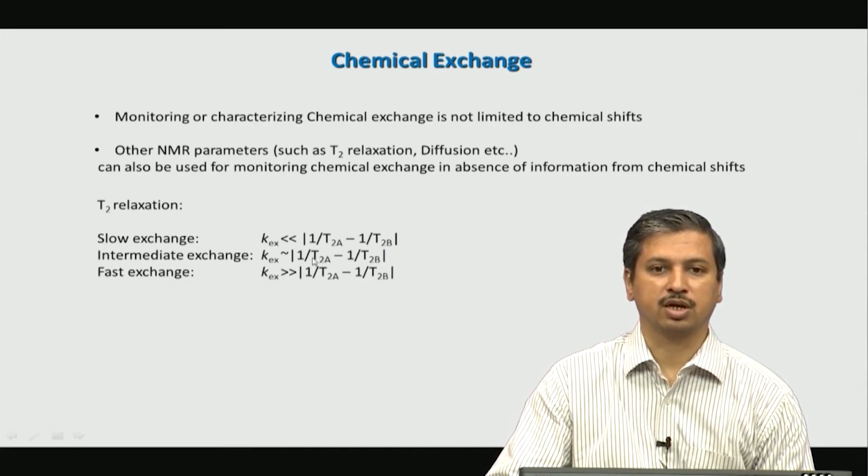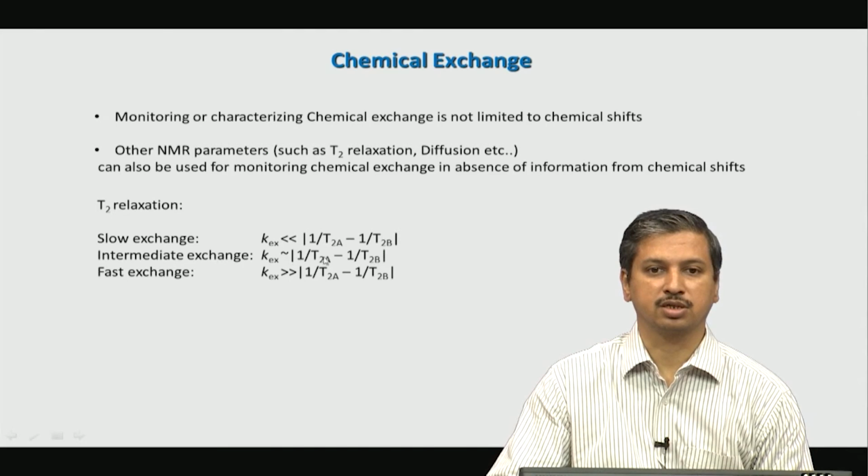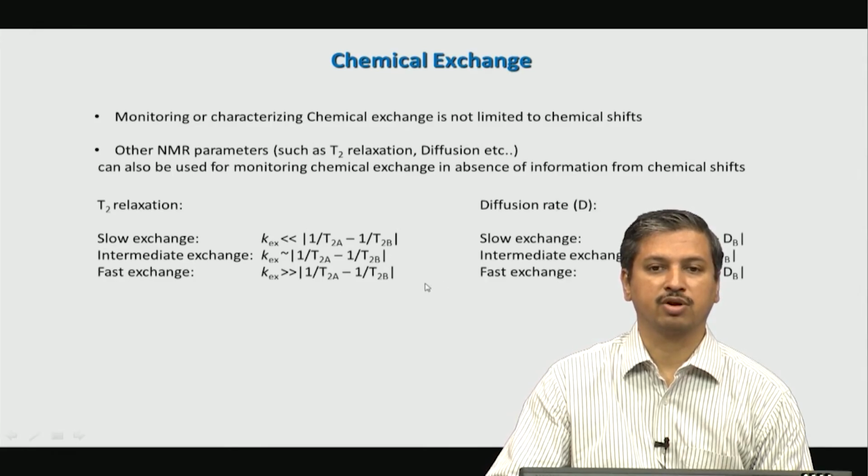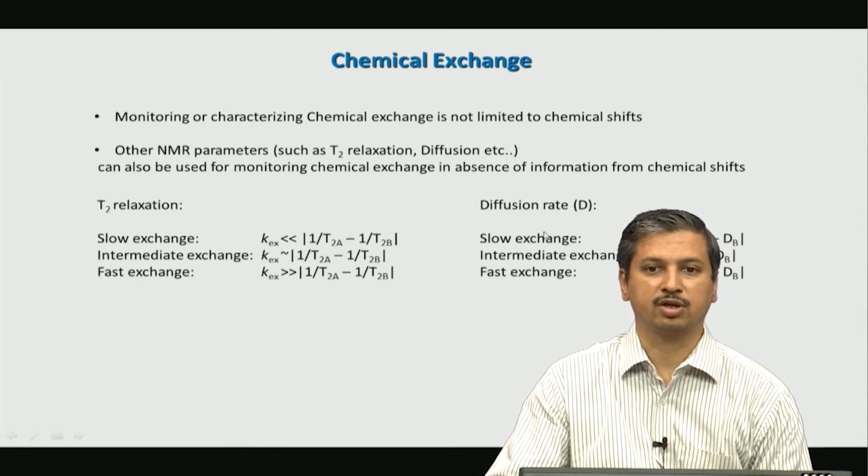And as we saw in the chemical shift case, we say that this is intermediate exchange if the exchange rate falls in almost the same range as the difference in the relaxation rates. And we can say that it is a very fast exchange if the exchange rate is much higher than the difference in the relaxation rate. So, we can see here that based on these relaxation properties, we can characterize whether an exchange is fast or slow. Similarly, we can do it if we have the diffusion rate for the molecule.